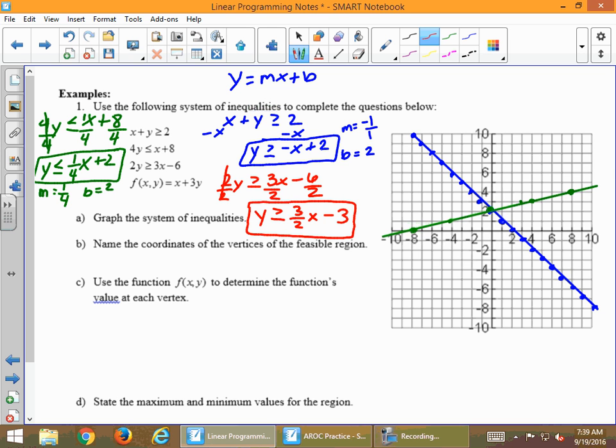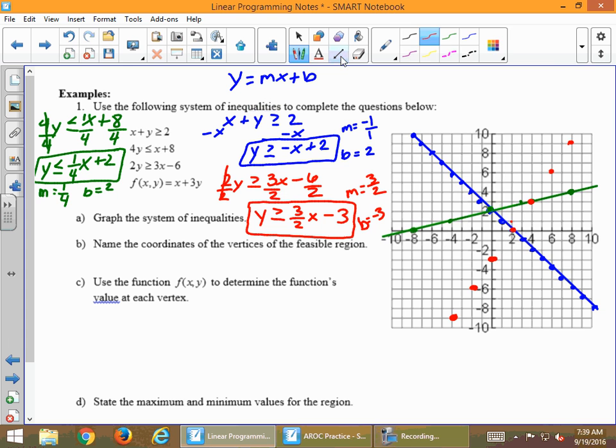We're going to go ahead and graph it. Again, what's our m of that third line? What's our slope? 3/2. Good. And then what is our b? We start at -3 and go up 3, 1, 2, 3 over 2. Up 1, 2, 3 over 2. And then go down 3, 1, 2, 3 over 2. Go the opposite direction.